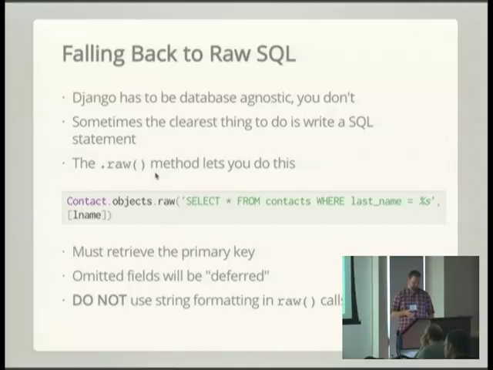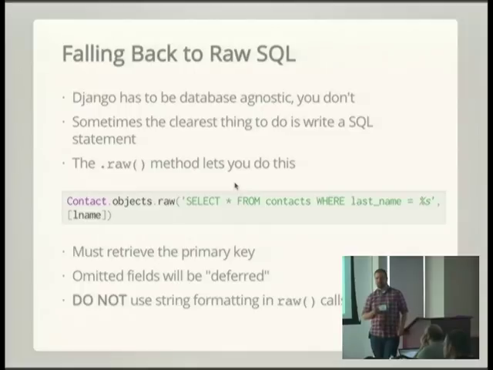One is this raw method. You must retrieve the primary key for the object for the class that you're actually querying against. So in this case, I'm getting from the contacts table, I'm going to get contact objects, and I'm going to get all the rows out. It doesn't have the key, but you have to get the primary key back. You can omit other fields, though, and they will be loaded from the database when needed. So that might be useful for you.